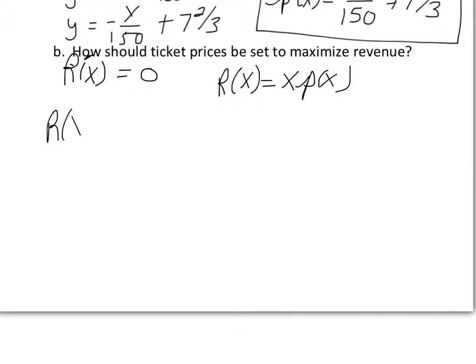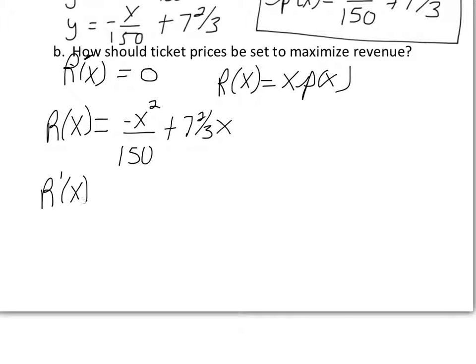So to review, to find r of x, we just take the demand function times x. Well, we just wrote a demand function in letter A. So I'm going to go ahead and take that demand function times x, which will give me -x squared over 150 plus 7 2/3 x. Now I'm going to go ahead and do the derivative to get the marginal revenue so that I can set that equal to 0 and figure out what I should have. So the marginal revenue is going to be -x over 75 plus 7 2/3.